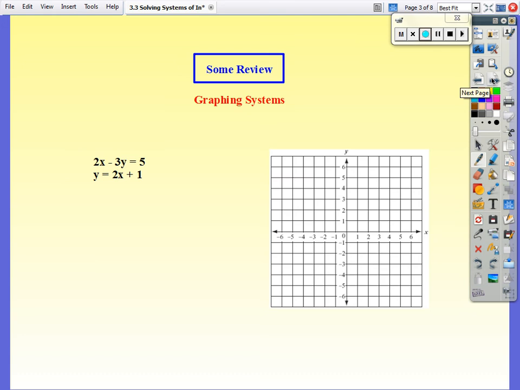That really leads us into systems, which is what we've been doing in Unit 3. If you take a look here, here's a system of equations. We have multiple unknowns with multiple equations.